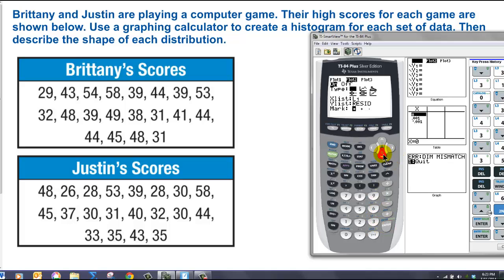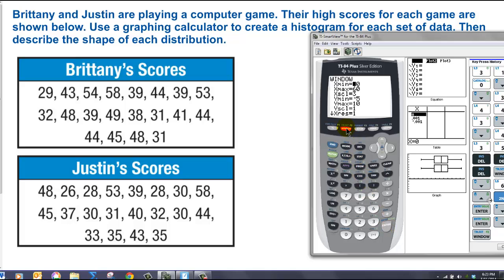I move down to the type of plot, and again I want a box and whisker. Hit that. I'm going to use the following window of 20 to 60 since my scores are between those two. And you'll notice that I've got a scale of 3 and a y min of -5 and a y max of 10.